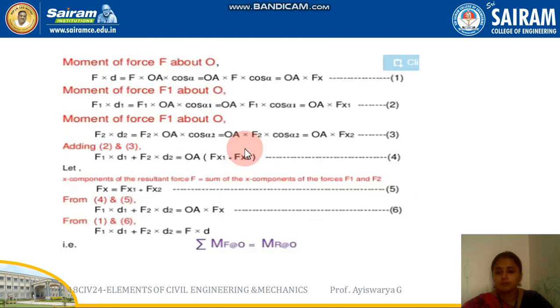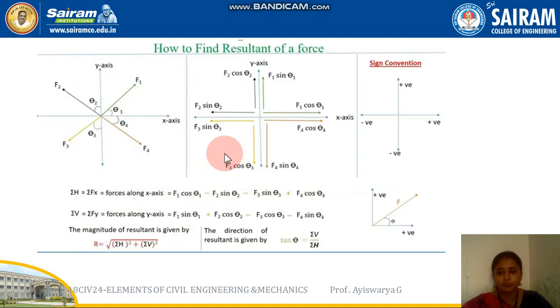Finally we get three equations like this, and by adding the second and third equation you get F1 d1 plus F2 d2 is equal to OA into (Fx1 plus Fx2). This is nothing but OA into Fx, and OA into Fx is F into D. So finally you can prove that F into D is equal to F1 d1 plus F2 d2, which means the moment of the resultant force is equal to the sum of the moments of the other two forces. So it has been proved.